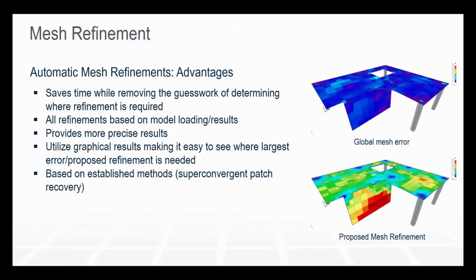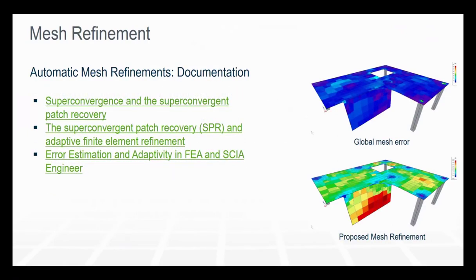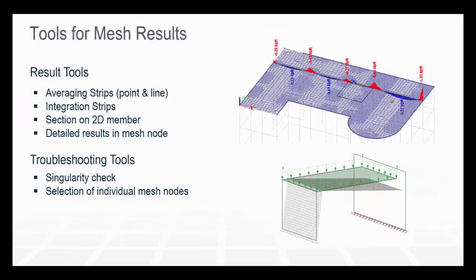And then finally, it's based on some established methods. The superconvergent patch recovery theory is actually a very established finite element method for doing these kinds of refinements. And so that's what's being used as the logic in the background. Like I mentioned, we have these papers, and these are links to 3 different papers: a paper on the superconvergence and the superconvergent patch theory, one about adaptive mesh refinement and this patch theory, and then finally a very specific paper on error estimation and adaptivity in finite element analysis in SCIA Engineer. And so basically how those 2 papers were applied to do what we're doing now in SCIA Engineer.